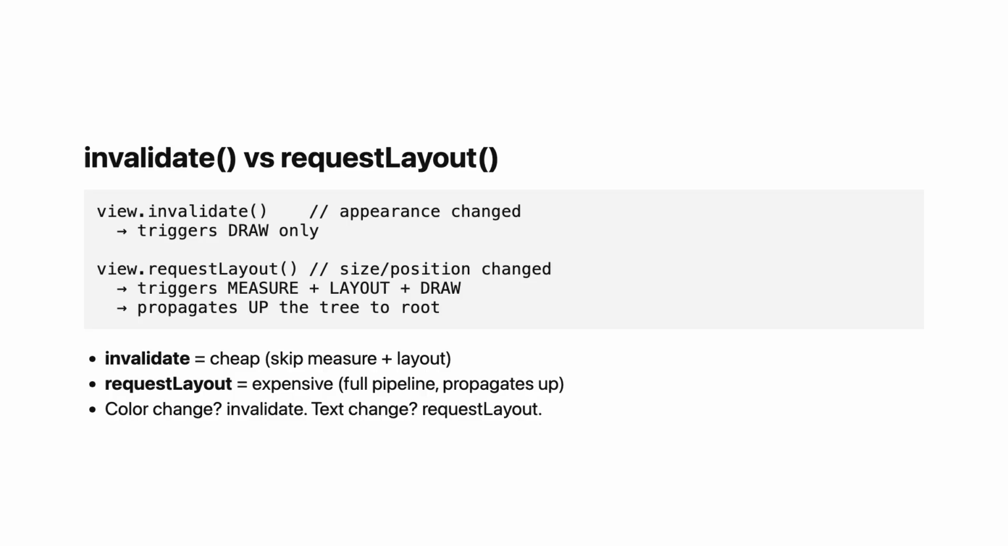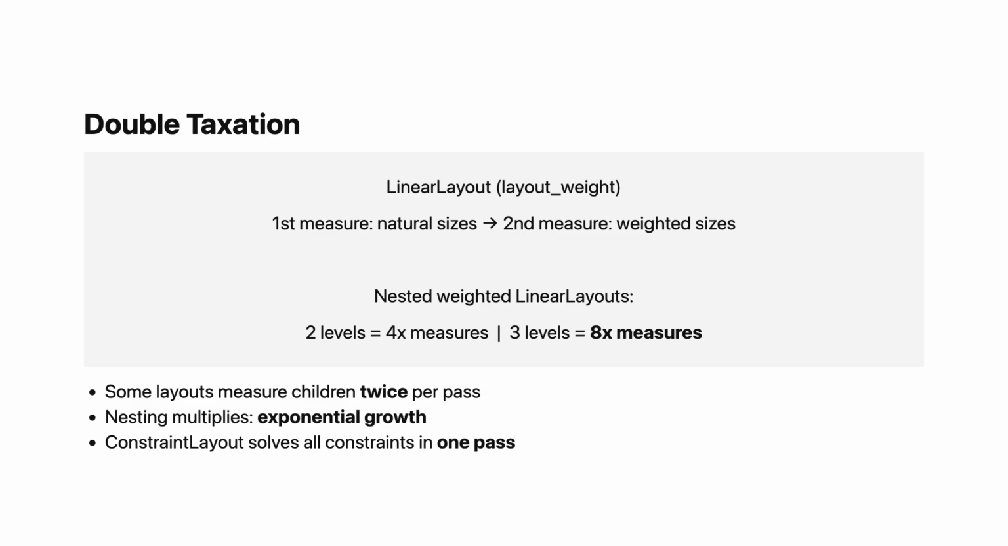Now let us talk about one of the sneakiest performance problems: double taxation. Some layouts need to measure their children more than once to figure out the correct sizes. A classic example is a linear layout with layout weight. The first measure pass calculates how big children want to be naturally. Then the linear layout sees there is leftover space that needs to be distributed according to the weights, so it measures those children a second time with the adjusted sizes.